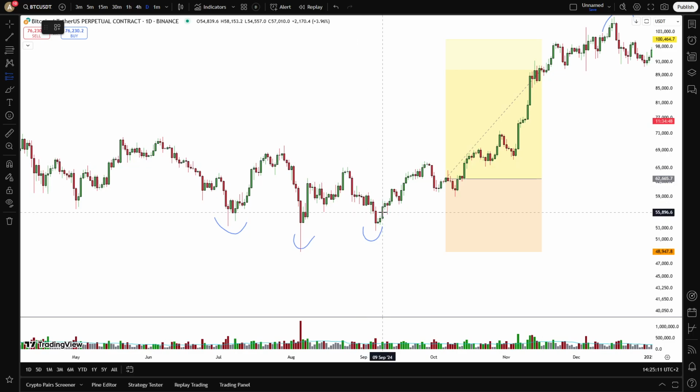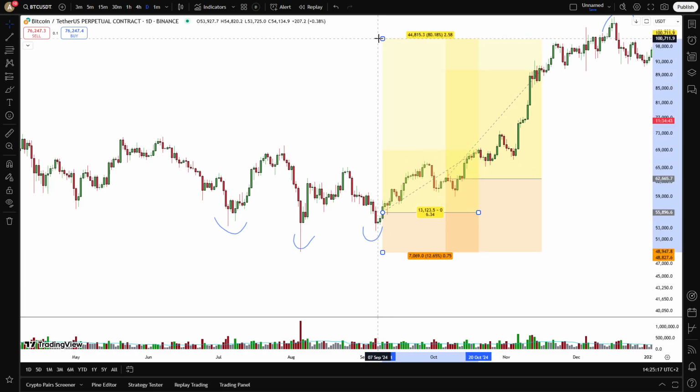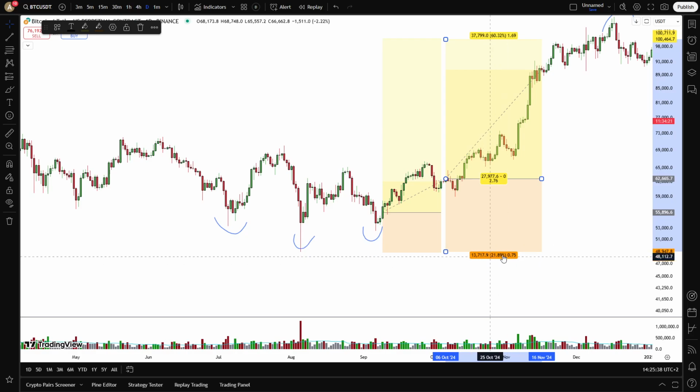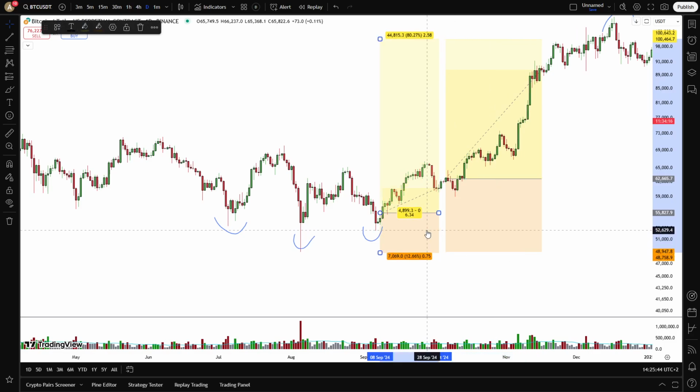If I enter here on the third leg, who has the better trade? You tell me. Just look at the potential upside and the potential downside and the risk to reward. 2.76, 6.34, potential profit of 80%, potential profit of 60%, a stop of 21.98%, a stop of only 12.66%. Here you see the big difference.